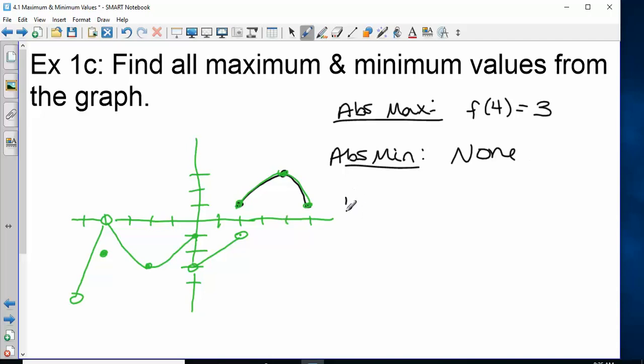Okay, local max. So higher than the surrounding points. So if I look right here, this is higher than the points surrounding, but it's open, so does that count? No. This one right here. It's not connected, but do I have points on both sides of it? Yes, it's a closed circle, so that counts as a local max. So my local max, f of 0 equals -1.